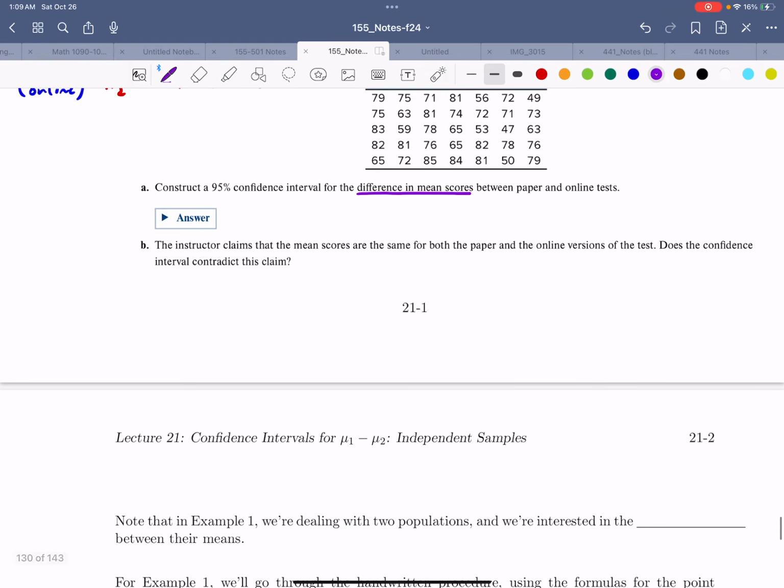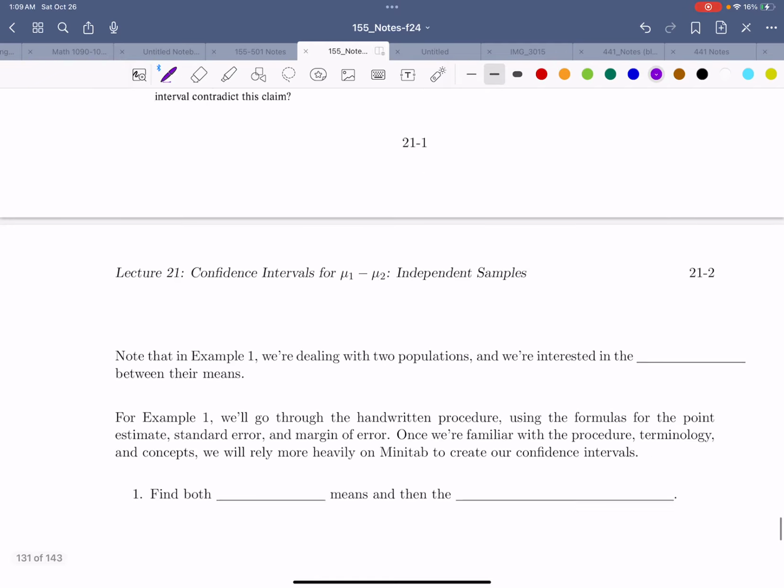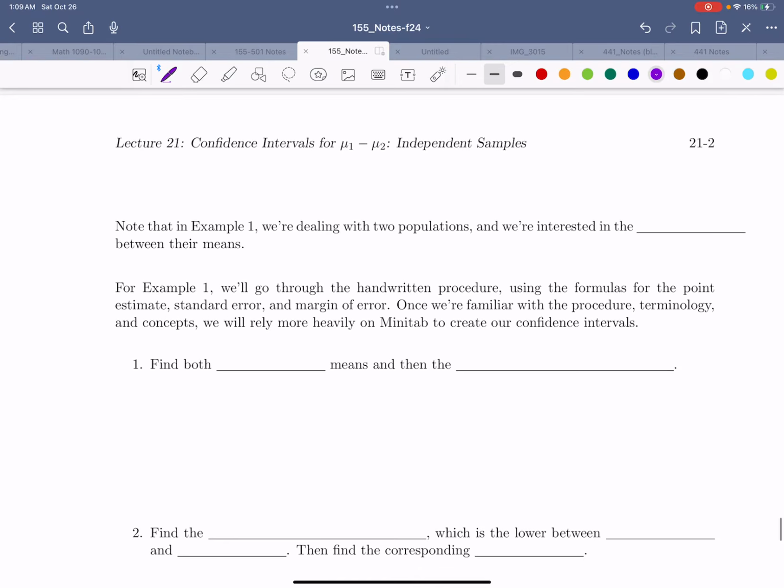So how do you do this? How do you create a confidence interval for the difference? We're going to do the long and drawn out way, and then I'll show you how to do it quickly in Minitab. Okay? So note that in this case, we're dealing with two populations, and we're interested in the difference between their means. Here we're going to find both sample means, x bar 1 and x bar 2.